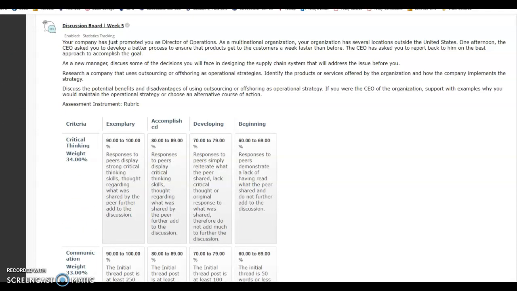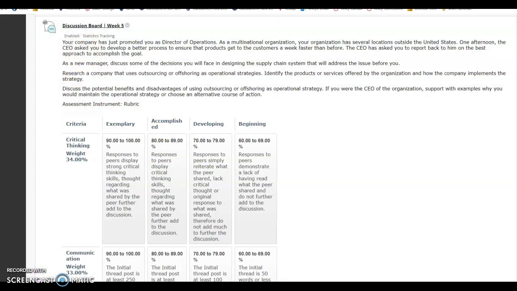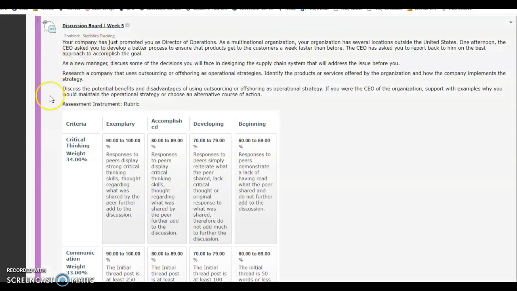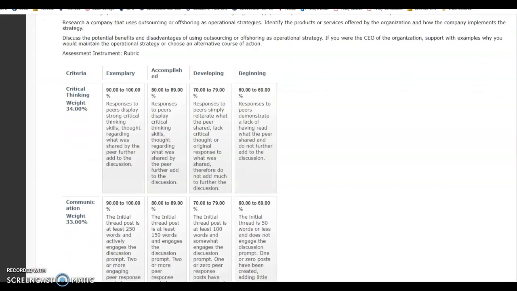We also have a discussion board post this week, and this is going to be one of the ones where you have to do an initial post by Wednesday and then an additional post by Sunday at midnight. So you want to definitely look at this and see how you want to go about answering it and really try to work through the process.